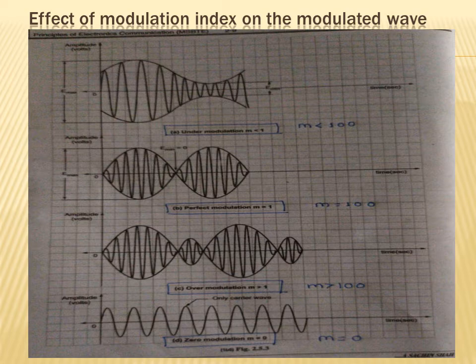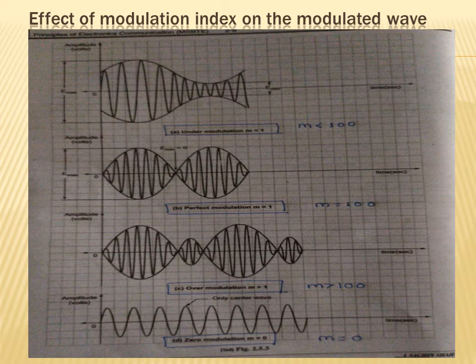And last one, when EM is 0, the modulating signal is absent and only the carrier is present. At that time M is equal to 0, which means the modulating signal is absent, only the carrier signal is present and transmitted. This type of modulation is called zero modulation.